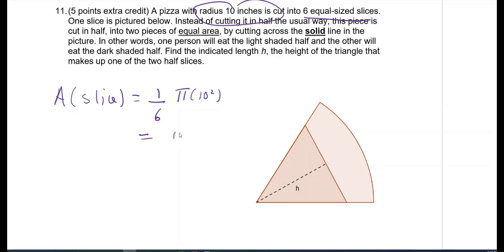So that gives you 100 pi over 6, or 50 pi over 3. That's the area of the whole slice. The entire slice is 50 pi over 3. You could also use the formula again for area. Area of the slice is also 1/2 r squared theta.